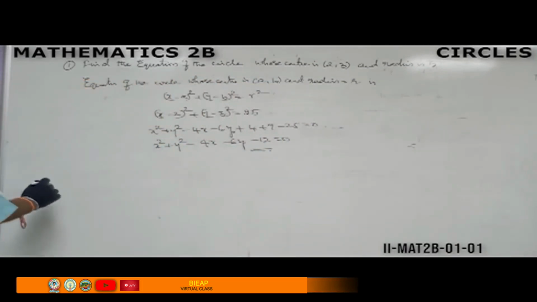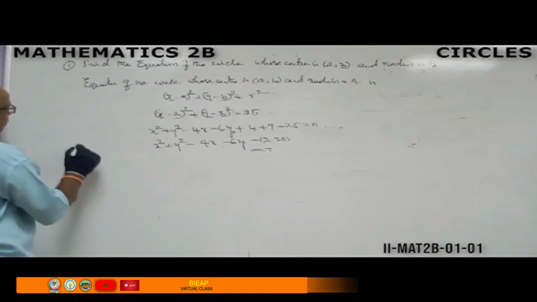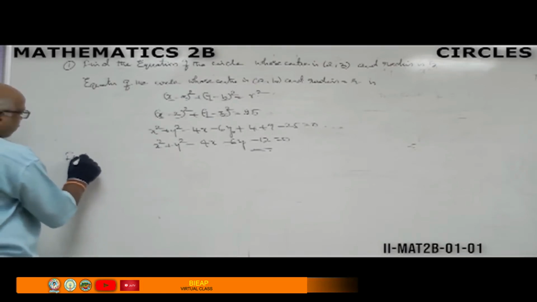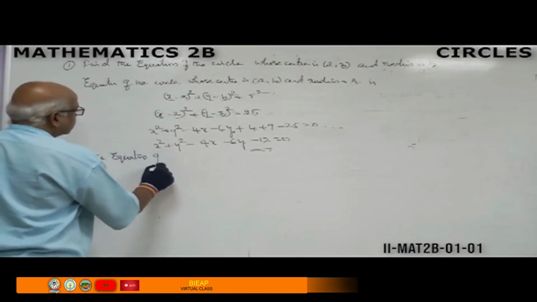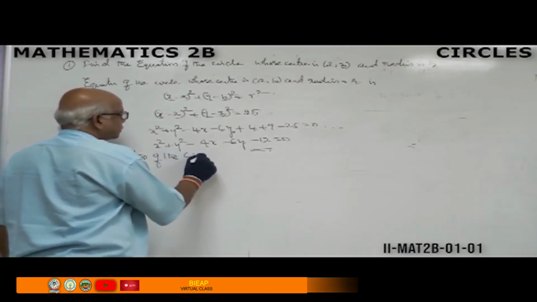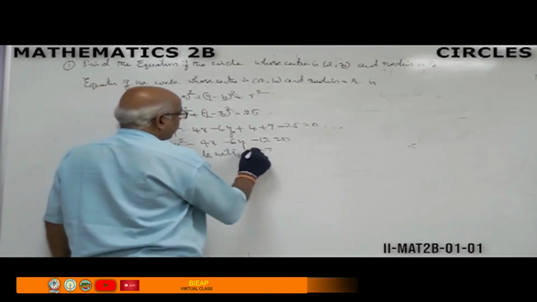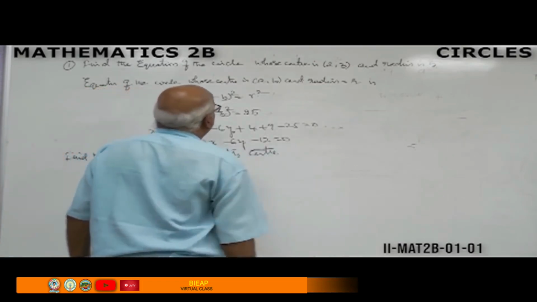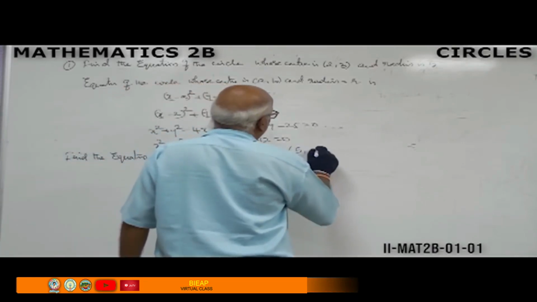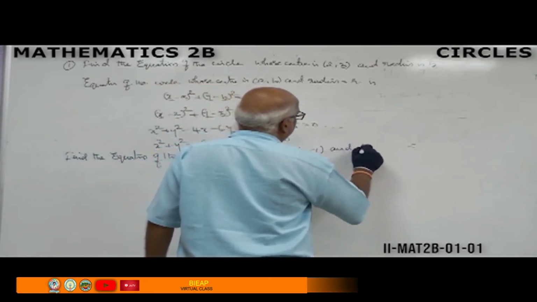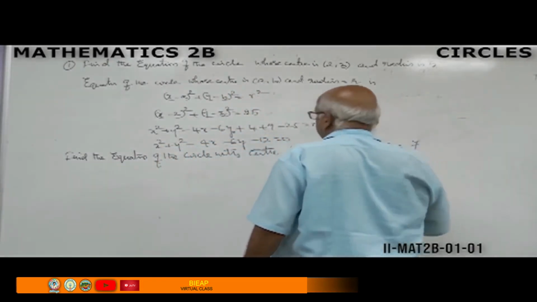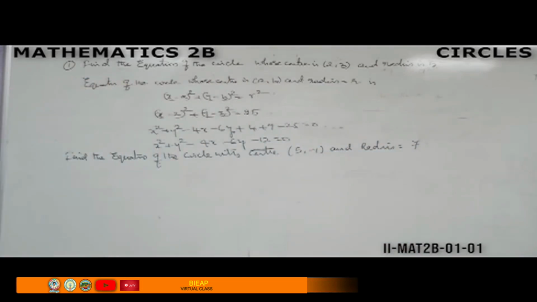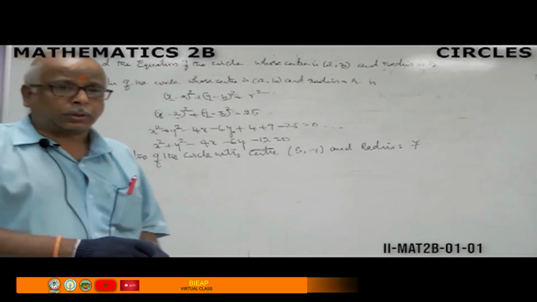Similar to this, you try to solve one problem: find the equation of the circle with center (5, minus 1) and radius 7. That problem I am giving to you to work out.